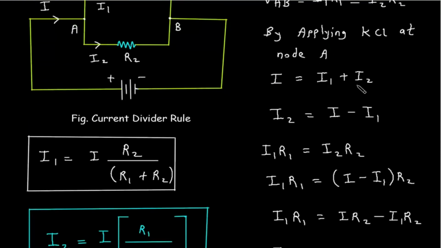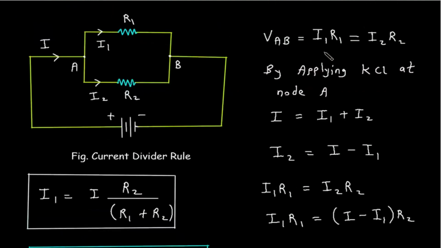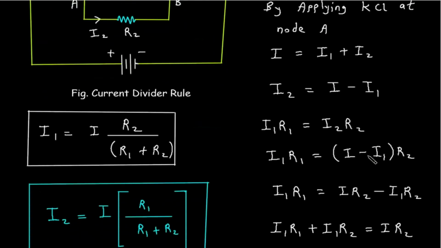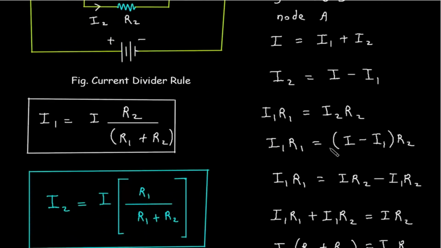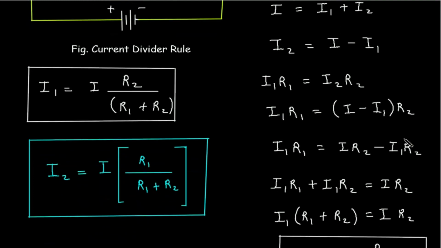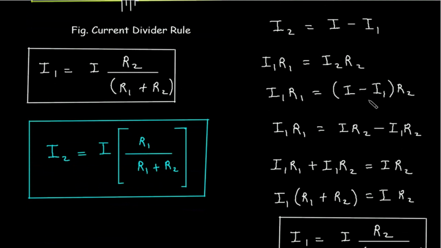Now from this we can say that I2 is equal to I minus I1. But I1 R1 is equal to I2 R2. So we write I1 R1 is equal to I2 R2 as it is, and we replace I2 by this value, I minus I1. So this will be I1 R1 is equal to (I minus I1) into R2. Now if we simplify this, this will be I into R2 minus I1 into R2.